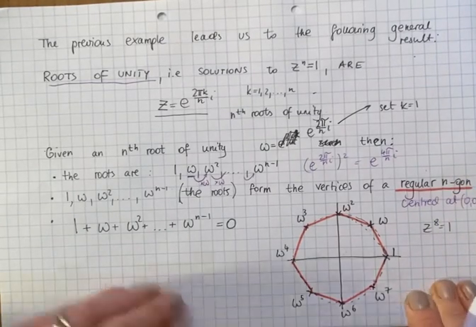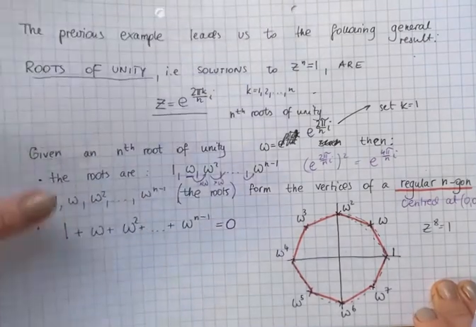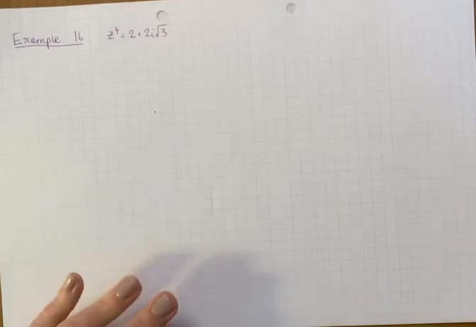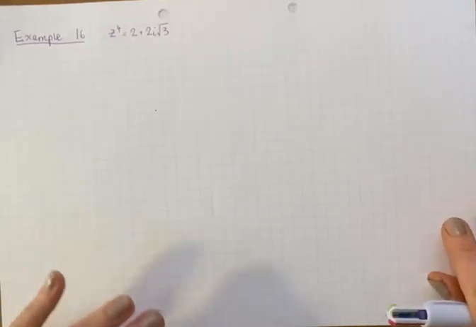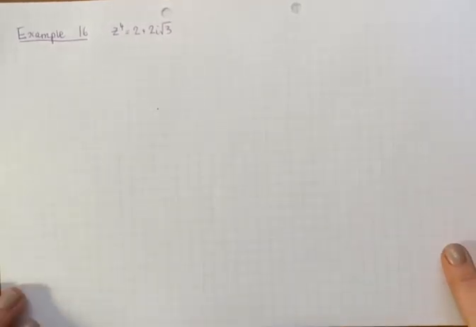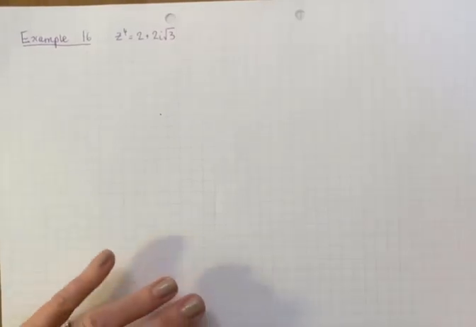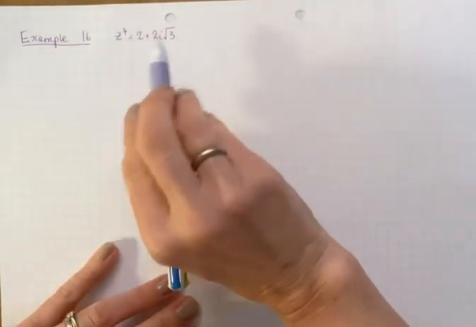So that's a very, very important fact you need to memorize. Okay, so now we're going to have an example of how to find the roots of a different complex number to 1, so not roots of unity. So let's have a look at this problem. I've already gone through the steps.